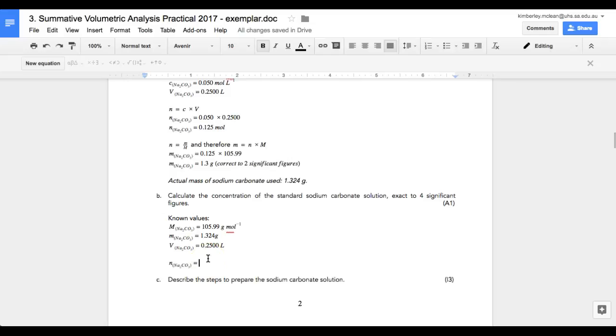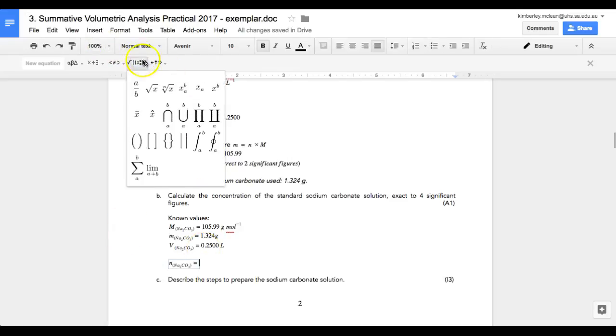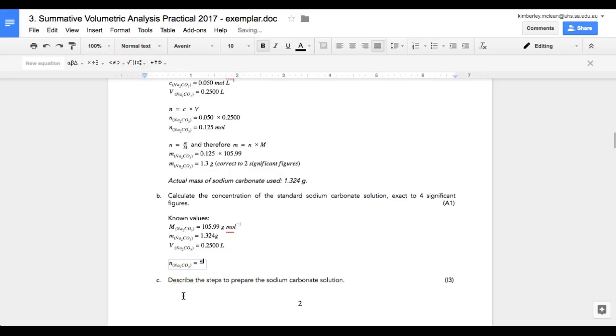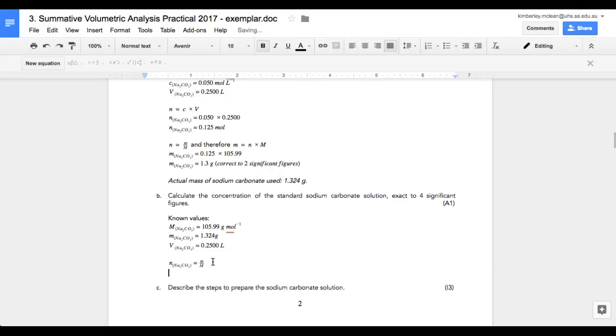This time I'm looking for number of moles is equal to mass over molar mass. Just want to get back into that equation there. My A on B, small m divided by large M. I'm going to copy that whole equation. Note how we're always putting in, first of all, the symbol equation and then the actual equation that contains the numbers. So instead of m, I'm now going to replace that with 1.324, which is my number of grams. Get rid of the large M, replace that with 105.99.